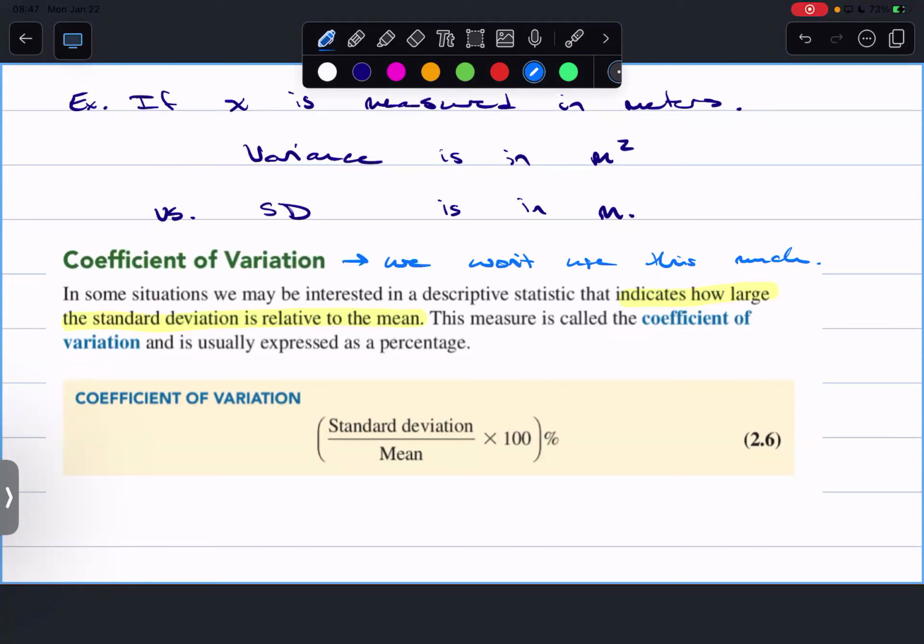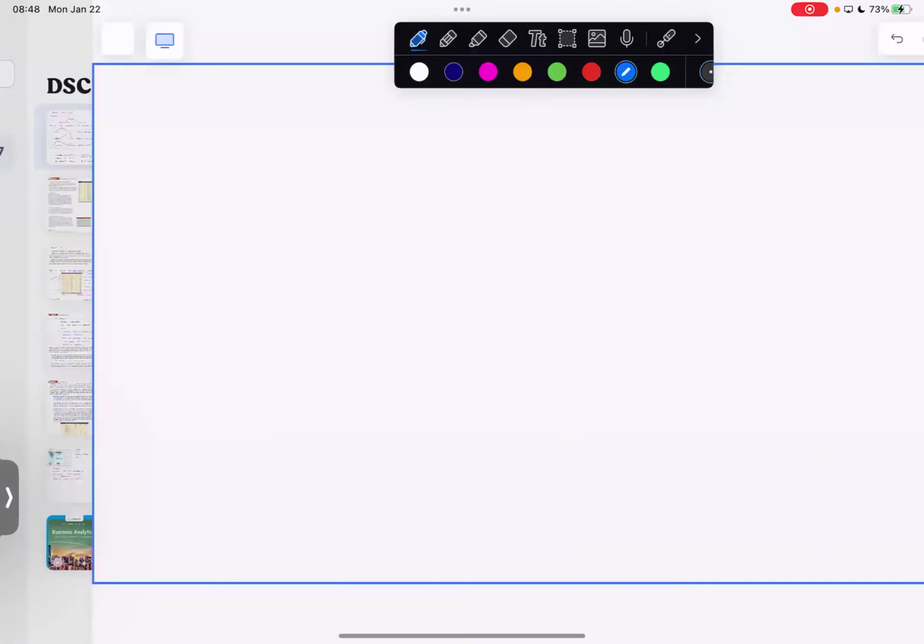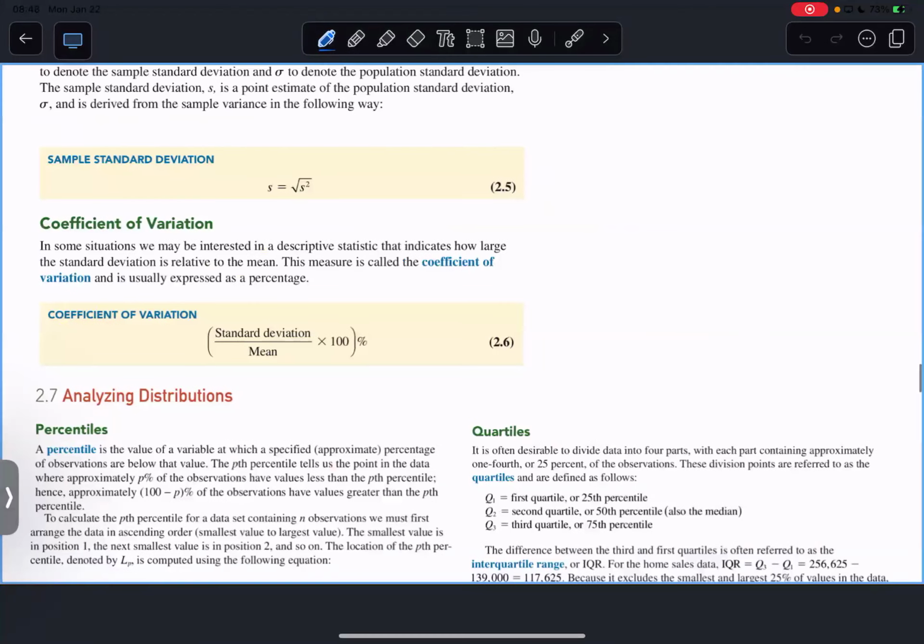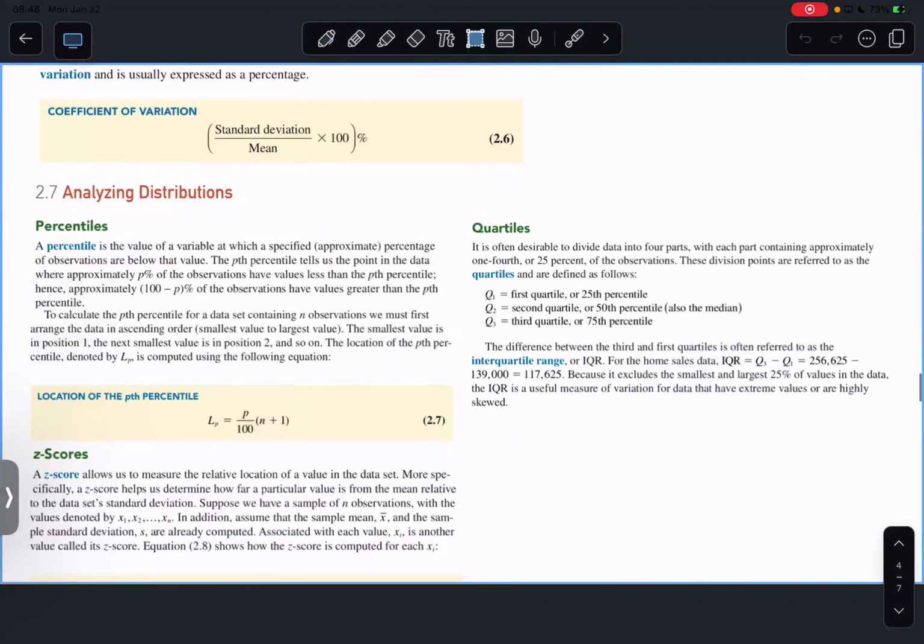So where we started today, we said if I have a normal distribution, then I'm going to use my standard deviation as my measure of spread. Now, what if I have a non-normal distribution? Then I've got options. We can talk about percentiles.